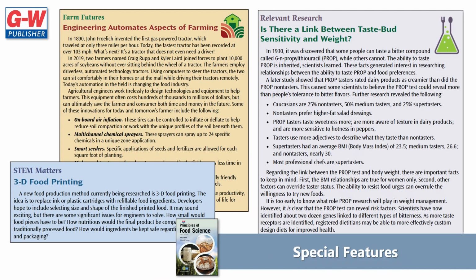Special features in this text build a connection with agriculture and STEM. Those include Farm Futures, which emphasize the connection of food science to agriculture; STEM Matters, which highlights science, technology, engineering, and math tools and techniques used in nutrient analysis and food production and processing; and Relevant Research, which discusses current research or recent findings that relate to chapter content.